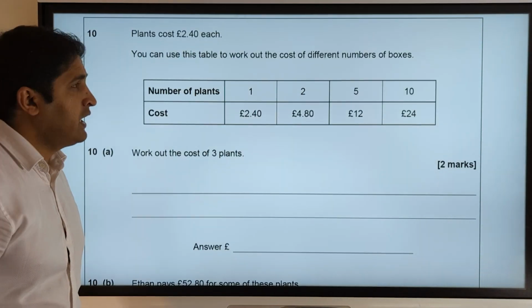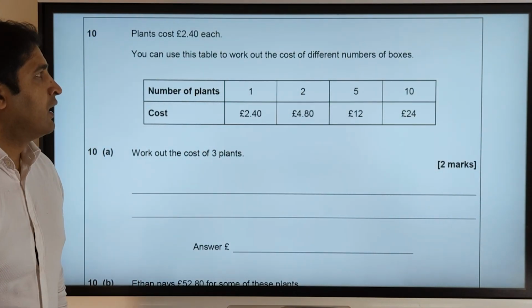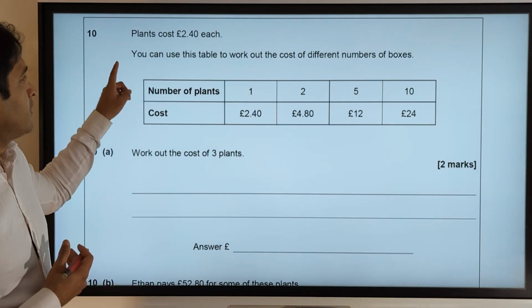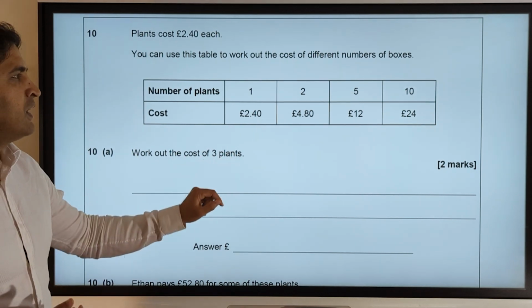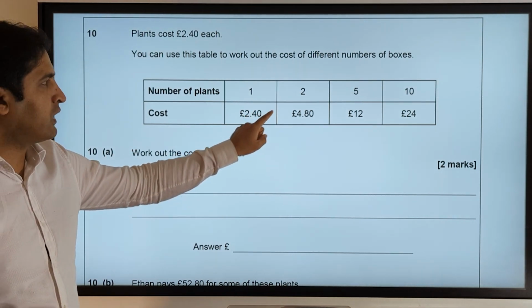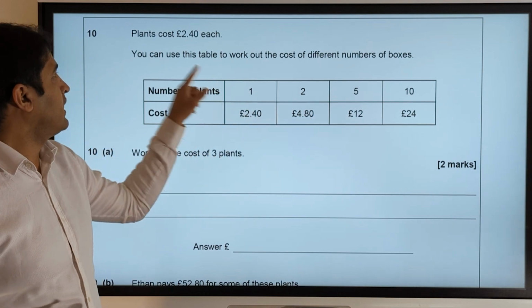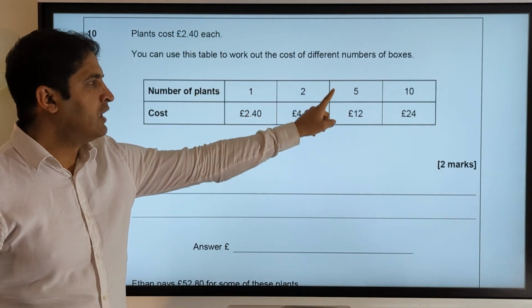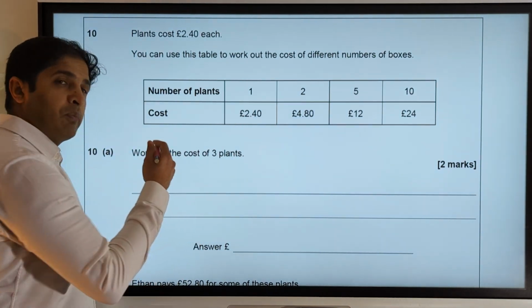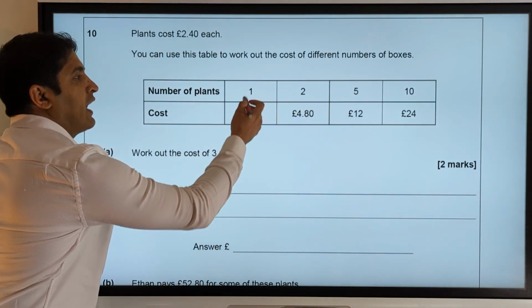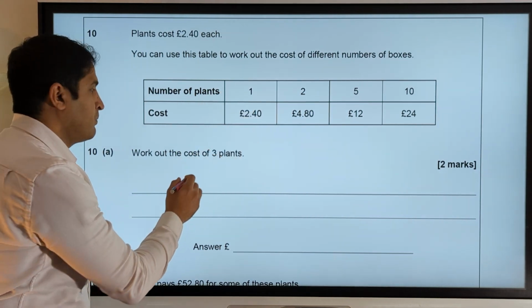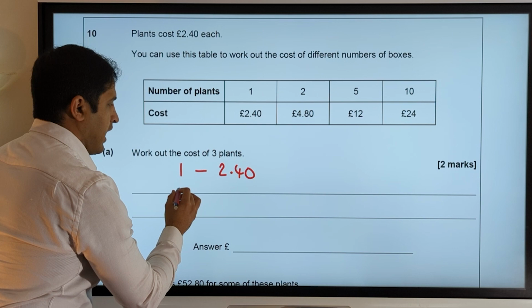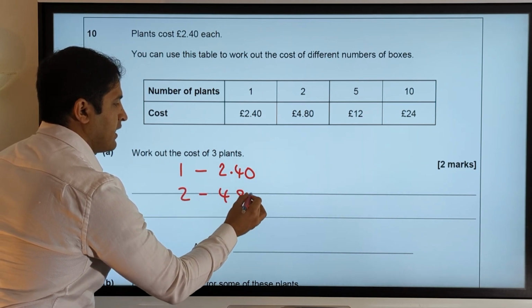Plants cost 240 each. You can use this table to work out the cost of different numbers of boxes. Okay, so work out the cost of 3 plants. So we have 1 plant that costs 240, 2 plants that cost 480. Remember, every plant will cost 240. So 240 and 240 gives you 480. So if I need 1 more plant, I can use multiplication or I can use the add. If I have 1 plant and then I buy 2 plants, I'm saying 1 will cost you 240 and then 2 will cost you 480.